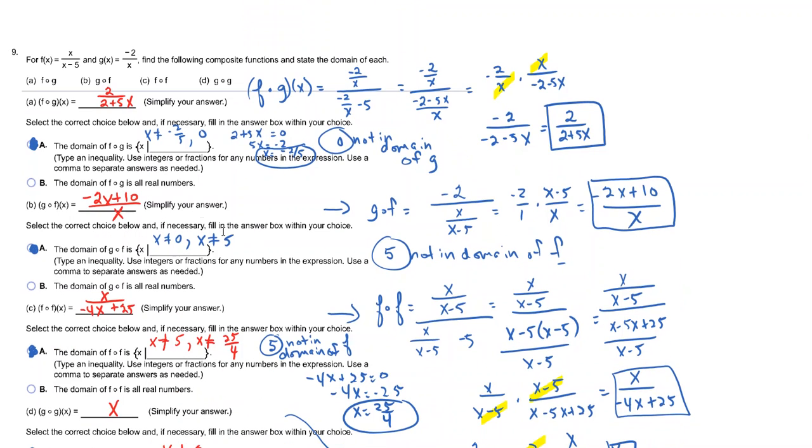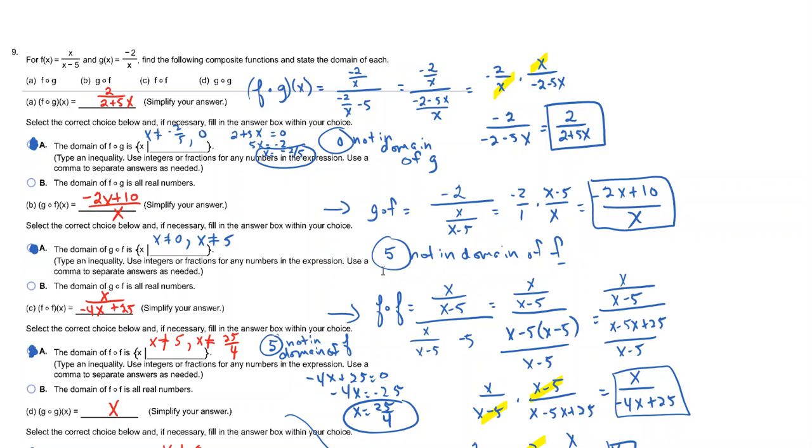We do the same thing for g of f of x. You're going to put this thing f into g. So over here, instead of x being on the bottom, now I have x over x minus 5. I will do my flip and multiply. Negative 2 over 1 times x minus 5 over x. That gives me negative 2x plus 10 over x. That's what goes in that blank.